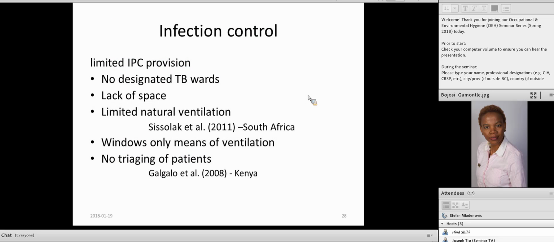Okay, so then in the literature we see that Sisolak et al. out of South Africa conducted a phenomenological study looking at infection control measures, and they also found that the hospital they were looking at had no designated TB wards. They also had lack of space. They also had limited natural ventilation. This is basically the same thing that we just saw in the last slide. And Galgalo out of Kenya did another study in Kenya, and in this particular case, windows were the only means of ventilation. There was no triaging of patients.